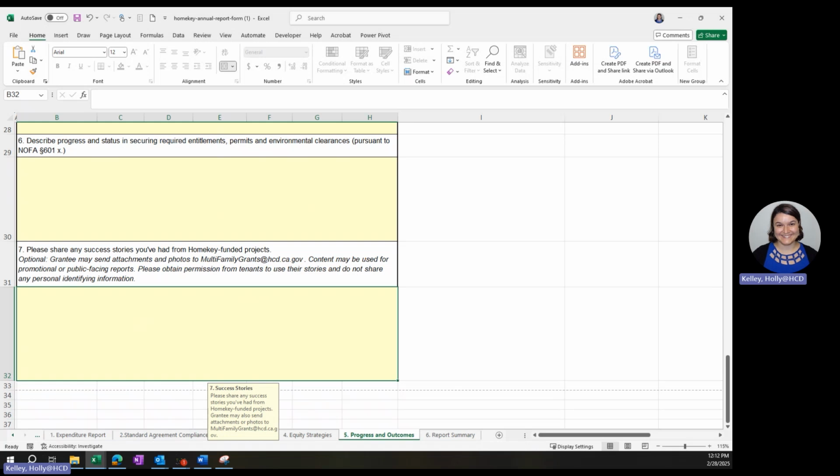If you would like, you are also invited to send photos or attachments to our Multifamily Grants Management inbox, multifamilygrants@hcd.ca.gov. Photos and stories might be used for internal and external reporting or other public-facing materials. We ask that you obtain consent from tenants to use their stories and photos before sharing them with us, and avoid sharing any personal identifying information.